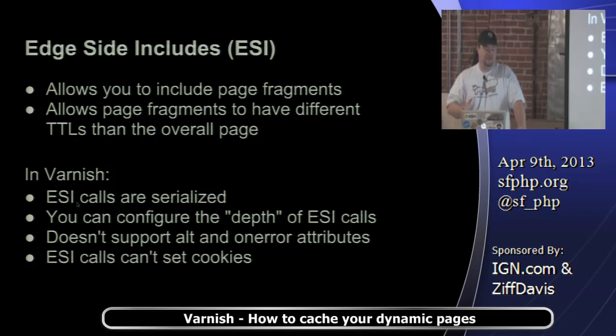Varnish has some limitations of what it can't do. It doesn't support alt and onerror. If you need those sort of options, perhaps another technology would be useful for you. The other real big gotcha that a lot of people miss with ESIs, especially in Varnish, is you can't have an ESI call set a cookie for the main request. I know that's all kind of vague right now. We're going to dive into the Varnish configuration in a bit and talk about what each of those things mean. I just kind of want to get that overview out.